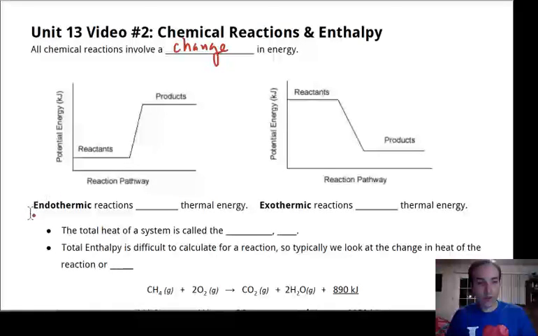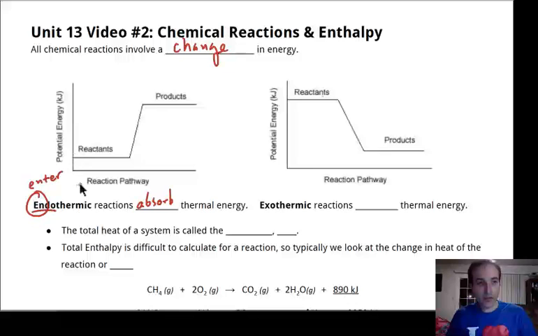The graph on the left is showing what we call an endothermic reaction. And the way I remember what an endothermic reaction is all about is that the "en" in endo, think of it as being short for enter. So in this case, energy is entering the reaction, or we could think of it as it's absorbing. Okay, endothermic reactions absorb thermal energy.